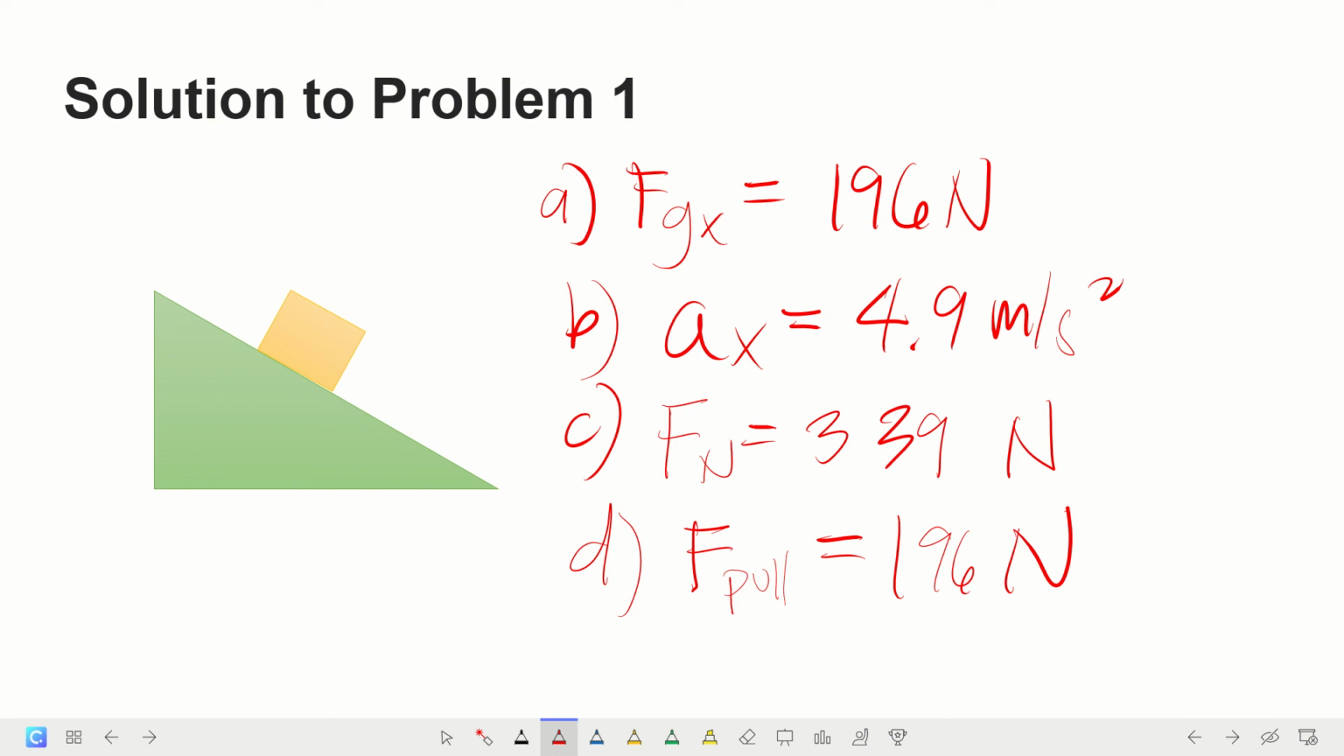In our next example, in our next video, we're going to show an example of a combination of a pulley problem and an inclined plane, so that you would be introduced to a more complex way of solving force problems. That would be all, and see you in our next video.